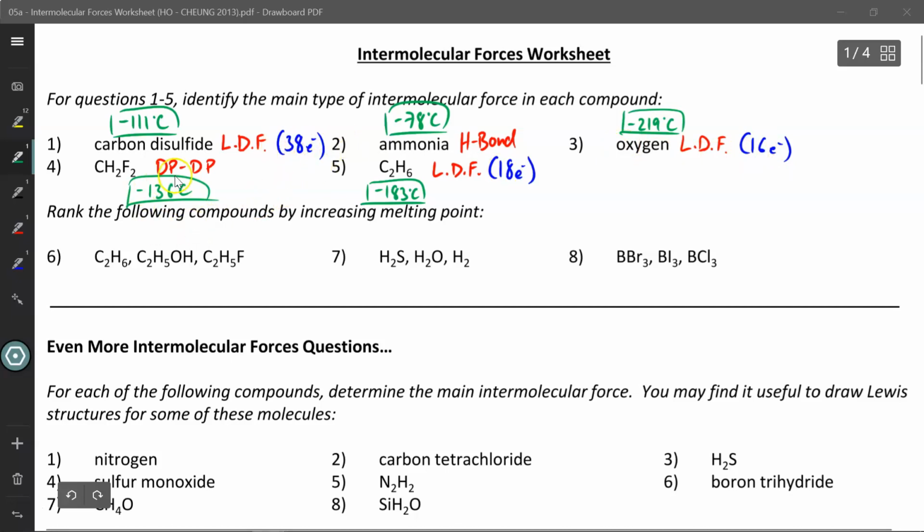Now, if you had to compare between dipole-dipole attractions, just look at their delta EN values to see which one has greater charge separation and thus the higher melting point. Now, there is a discrepancy here. You'll notice that carbon disulfide is a London dispersion force, while CH2F2 is a dipole-dipole attraction, and yet carbon disulfide has a higher melting point than CH2F2.